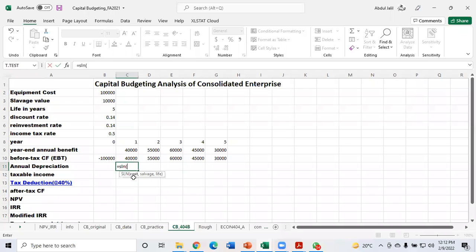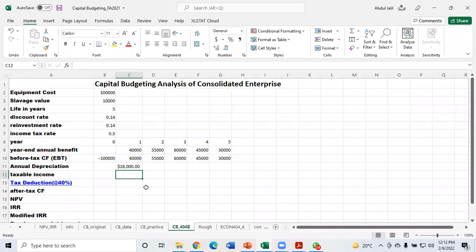So it needs cost first of all. How much cost is there? This one, right? And you have to make it fixed. Then salvage value, already given, make it fixed, comma, life of the project, already given, make it fixed. If you are not going to make it fixed, then it will vary whenever you scroll down. So keep this point in your mind, right? Then enter and you will get this.